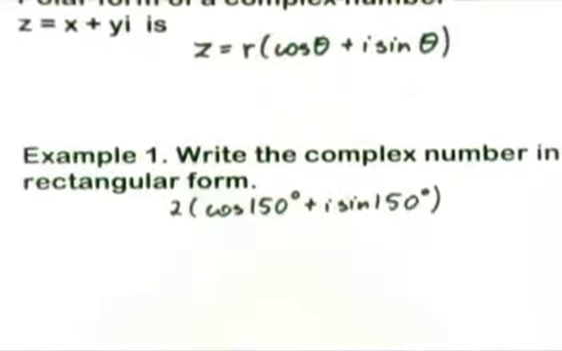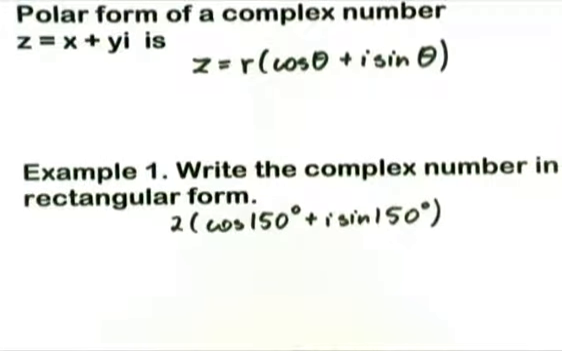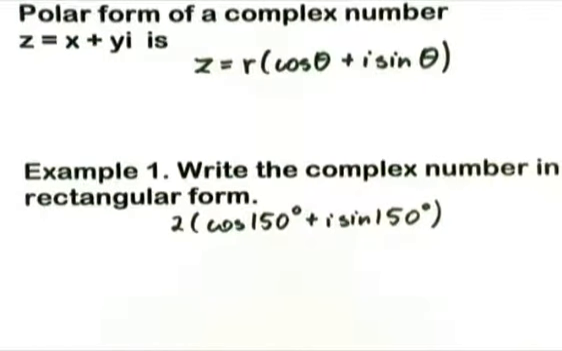Polar form of a complex number z equals x plus yi is z equals r times (cos theta plus i sine theta). And now we have an example. Write the complex number in rectangular form.